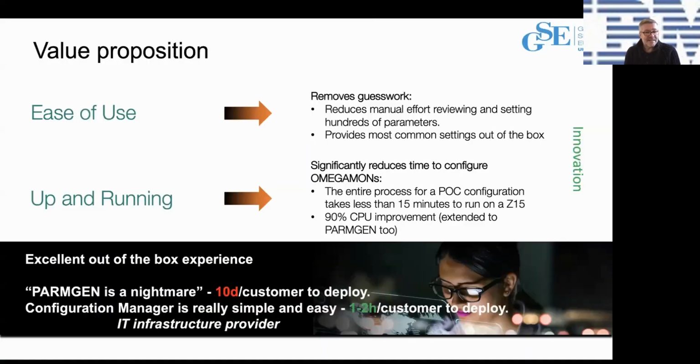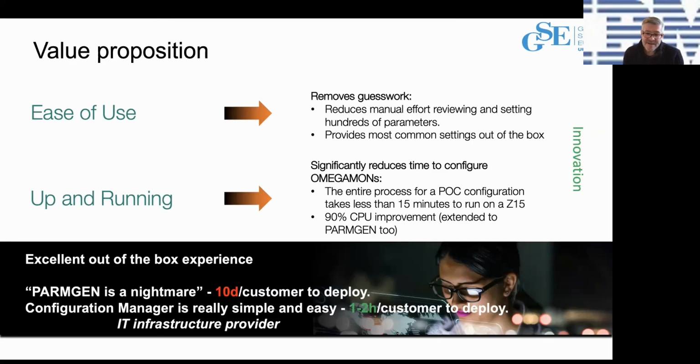Value proposition: it's ease of use. I've worked with installing OMEGAMON for over 25 years. I started with Candle's installation configuration assistant tool, KiCat. I then moved on to iCat, and then around 2007, something like that, we brought out PalmGen because customers were complaining that KiCat and iCat were too complicated to use.